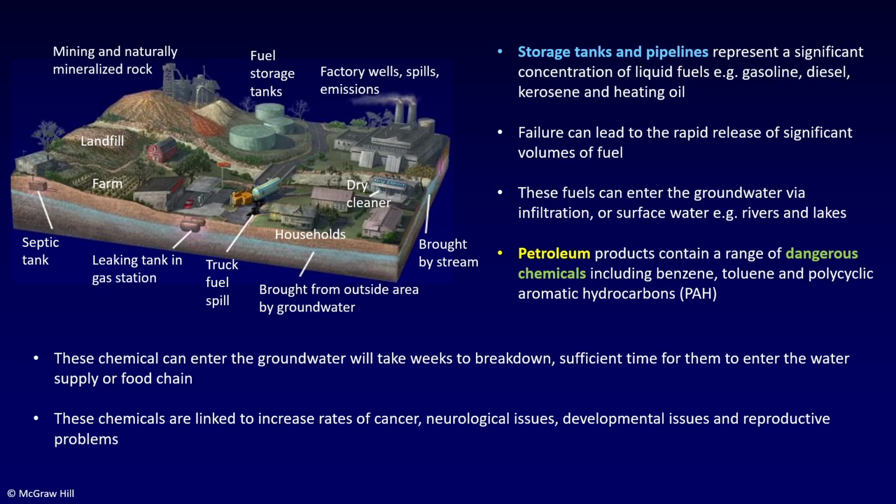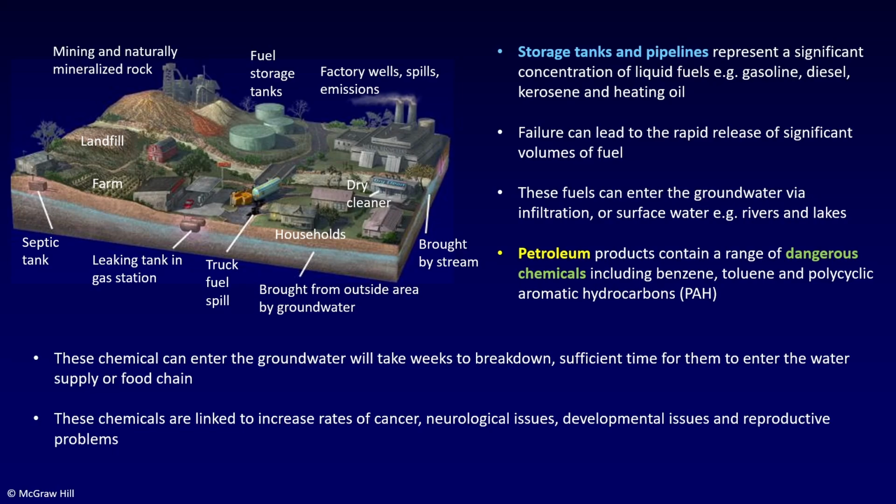And these fuels can enter the groundwater via infiltration, or they can enter surface waters if they run over the surface. They can find themselves incorporated into lakes and rivers. Now, petroleum products, which includes gasoline, diesel, kerosene, heating oil, etc., contain a range of dangerous organic chemicals. That includes chemicals like benzene, toluene, and the polycyclic aromatic hydrocarbons. And these are chemicals that can enter the groundwater and they can take weeks to break down.